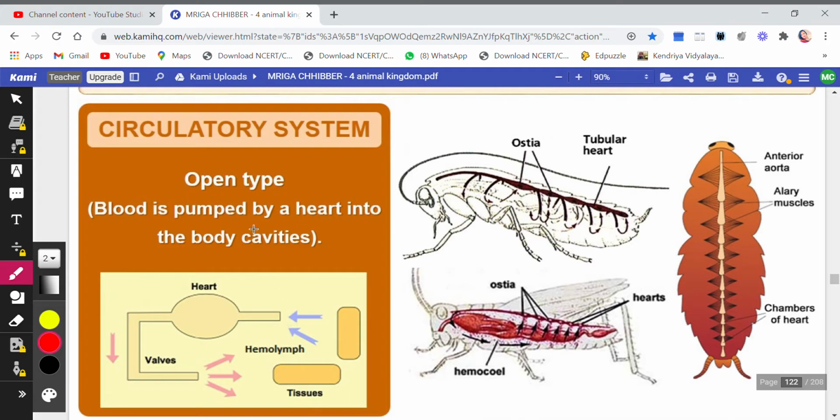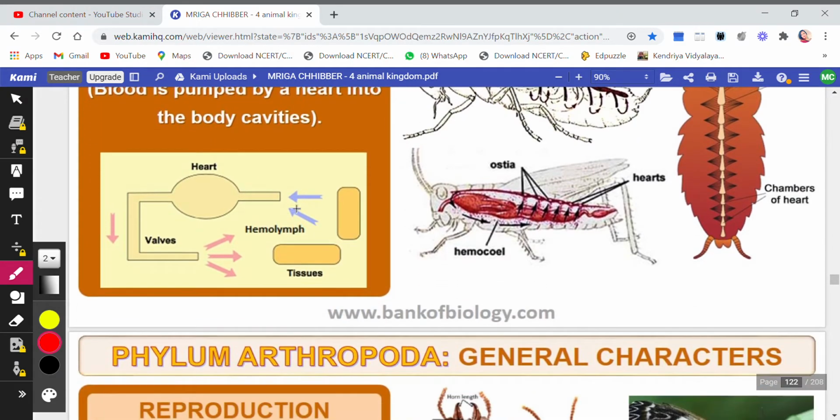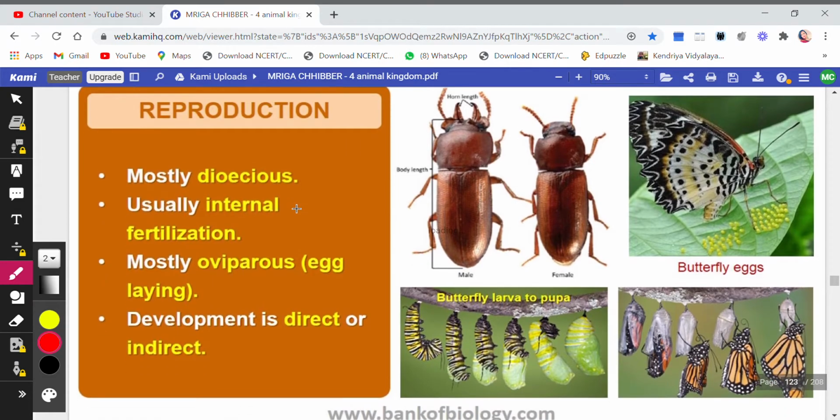So this type of circulatory system is called open type. Blood is pumped by the heart into the body cavities. Wherever the space will be there, the blood will move and the organs will bathe in the blood. So that is open type of circulatory system.